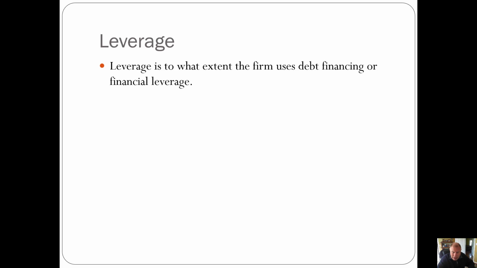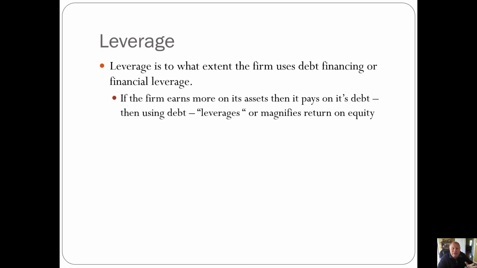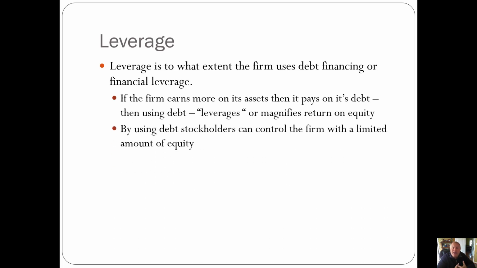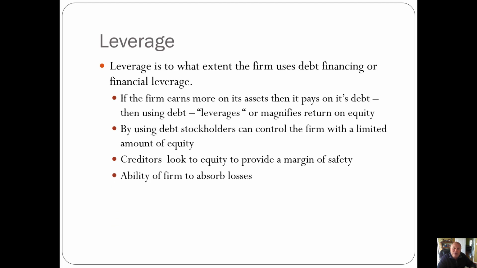Now, leverage is how a firm uses debt or financial leverage, that it's borrowing money. If the firm earns more on its assets than it's paying on its debt, then using debt leverages or magnifies the return on equity. By using debt, stockholders can control the firm with a limited amount of equity. Creditors, on the other hand, look to equity to provide a margin of safety in uncertain times, just like we have today. And it also defines the ability of the firm to absorb losses.